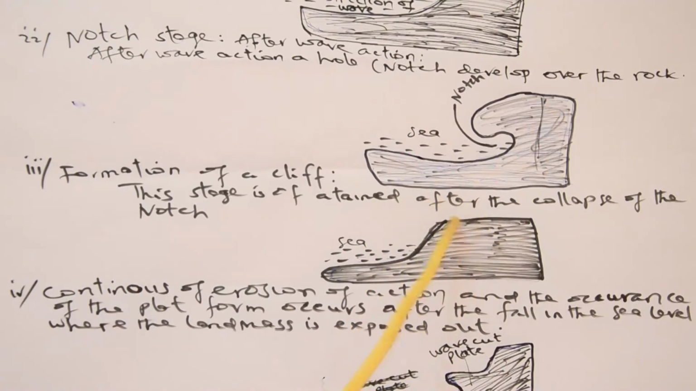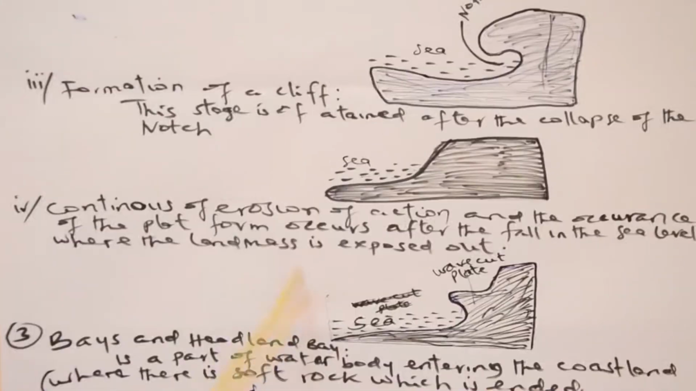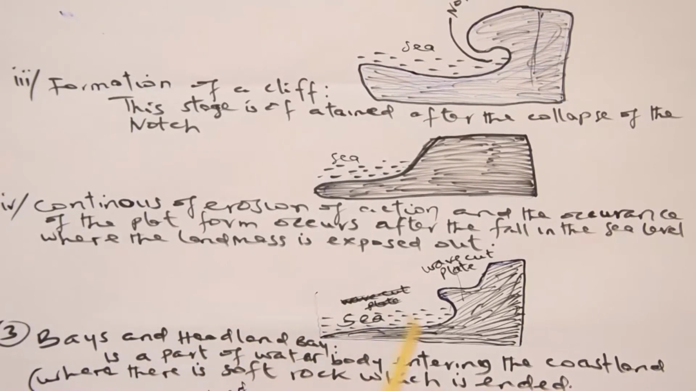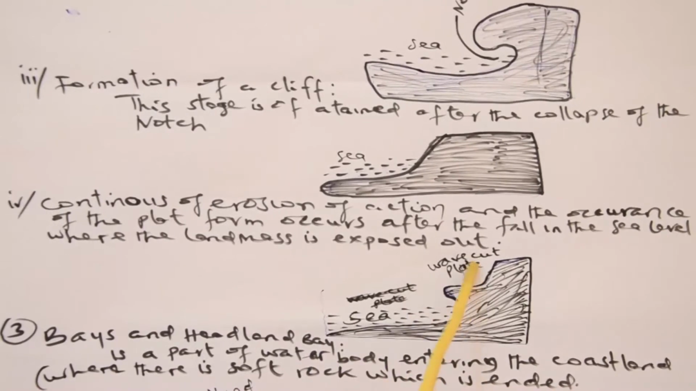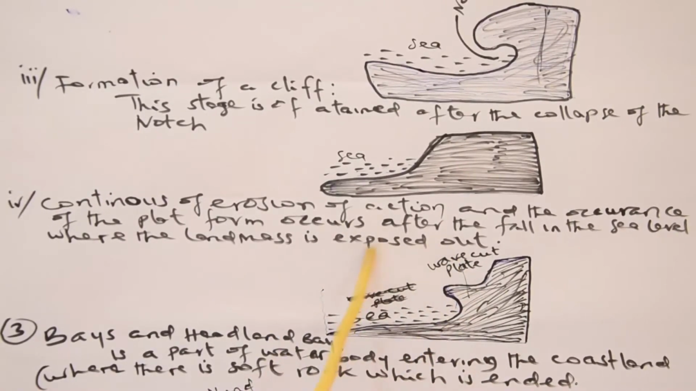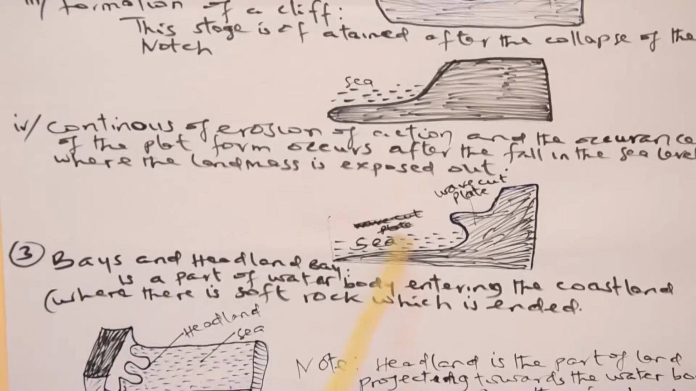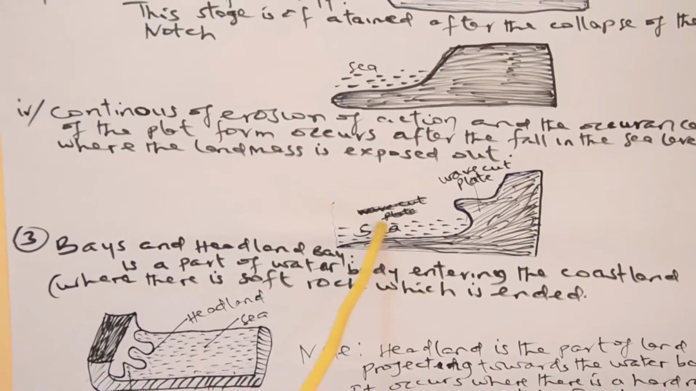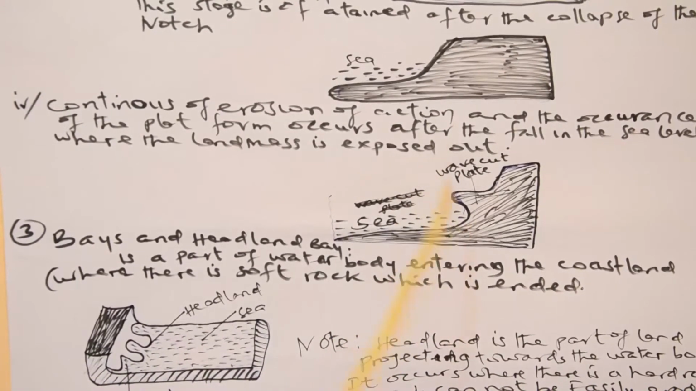But the wave can be continuous and form another stage which is called continuous erosion action. The occurrence of the platform happens after the fall in the sea level where the landmass is exposed. Therefore, for instance, this area, before or after the water undergoes submergence, the erosion was taking place and forming the cliff. But after the water undergoes submergence, the wave can hit this area and cause another cliff.